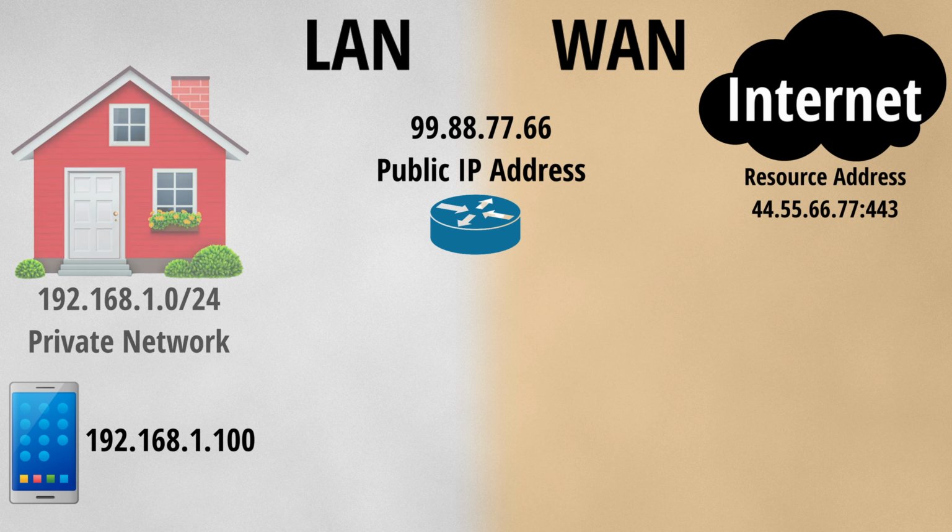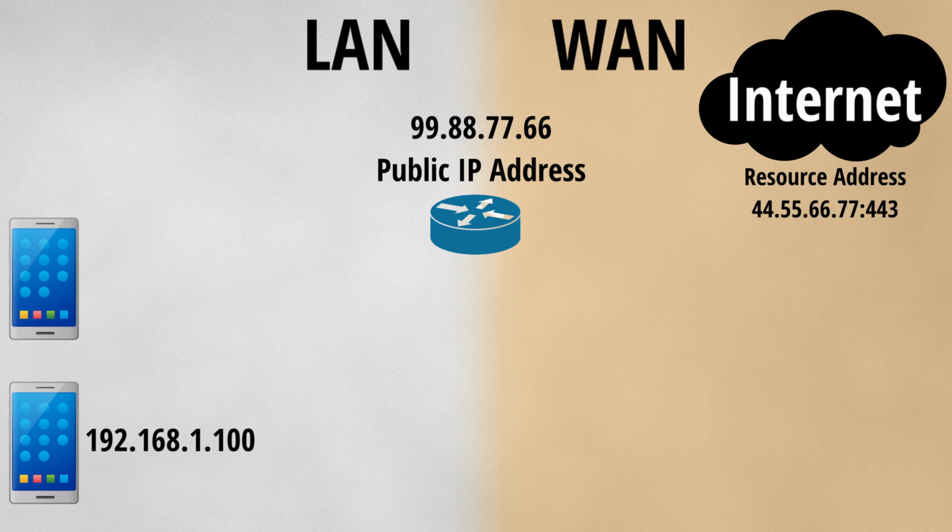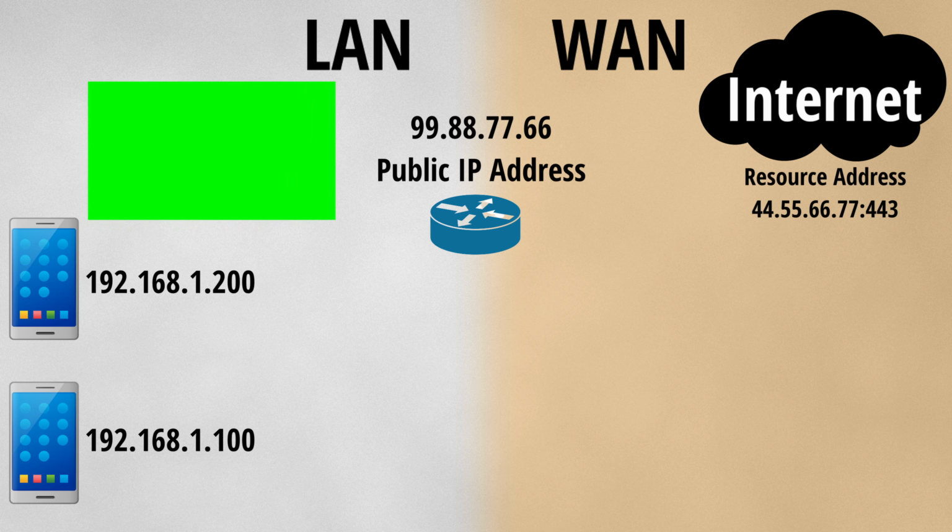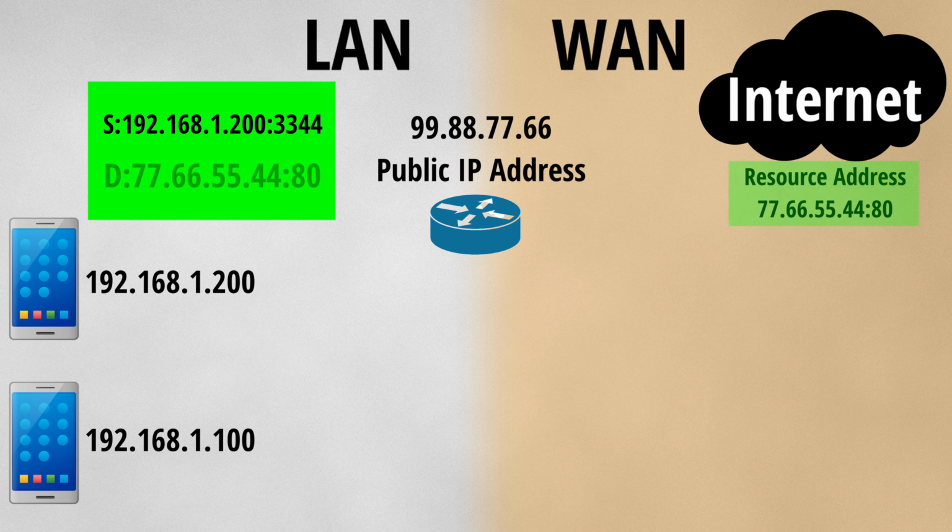Now at the same time, my wife is also making a web request. Her device's private IP address is 192.168.1.200. Her device will generate a random port number and create an IP packet which will have the source IP as 192.168.1.200 port 3344, for example, with the destination of 77.66.55.44 port 80, being HTTP.